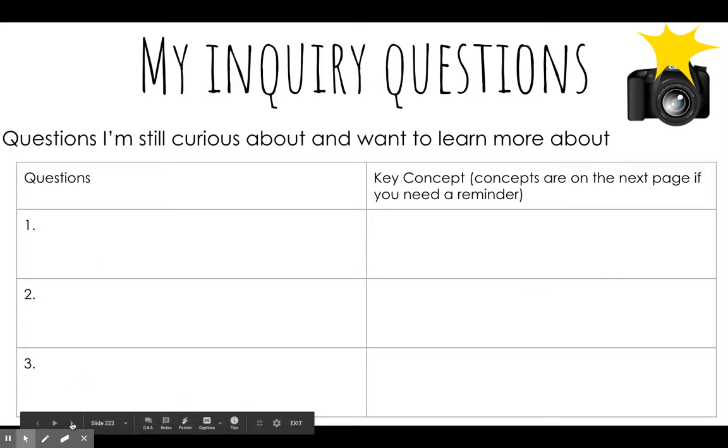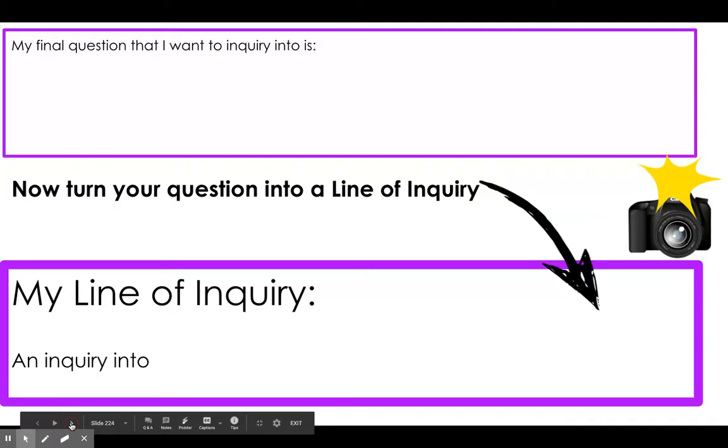Then once you brainstorm those 3 questions, the last part of your assignment for today is to choose one final question of that 3. You're then going to turn it into a line of inquiry. Now I know you're going to be doing this more independently, but it's a good practice. So when you're turning your question into a line of inquiry, you always want to start off with an inquiry into, and then you're going to write your question, but you might need to change the wording around. Before you submit it, you still need to make sure that your question and your line of inquiry makes sense. If it doesn't make sense when you read it, then you need to change it.